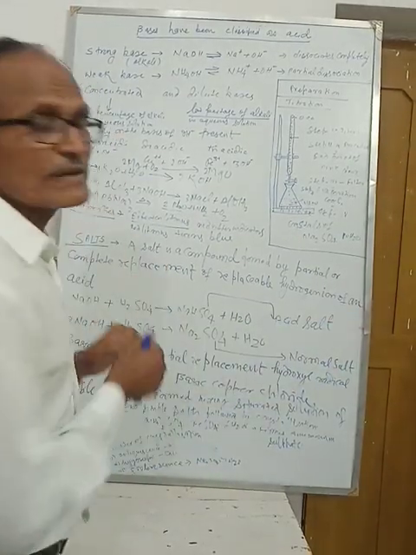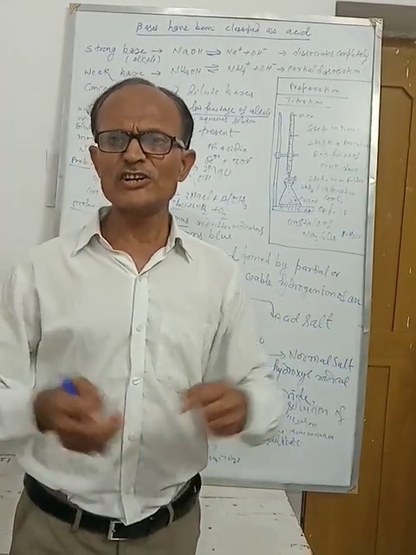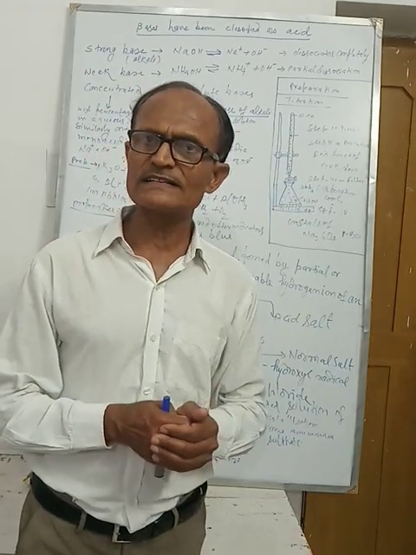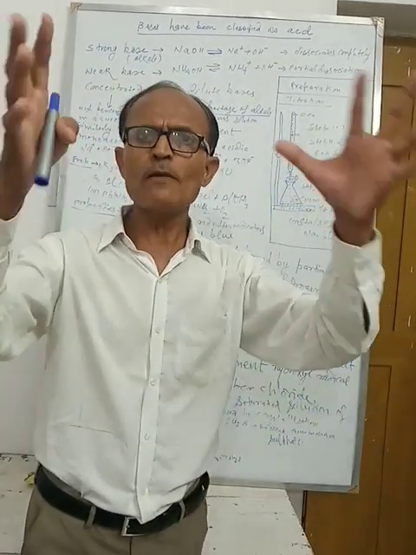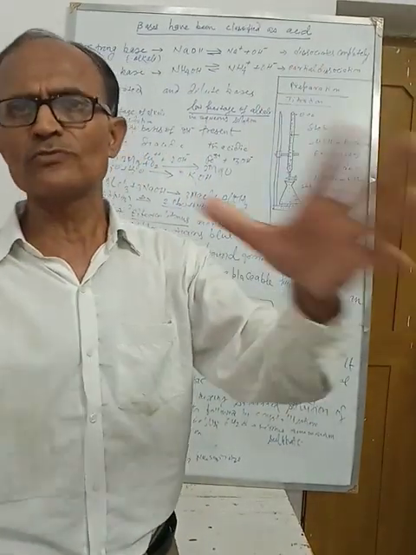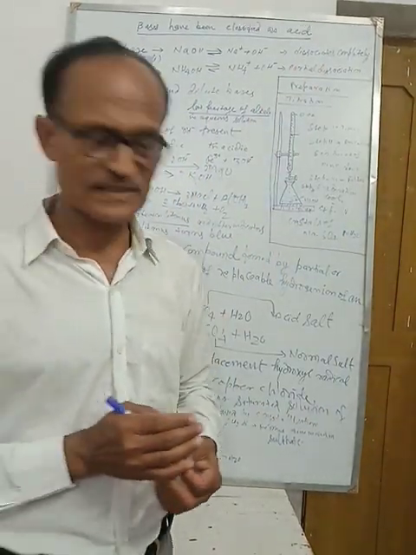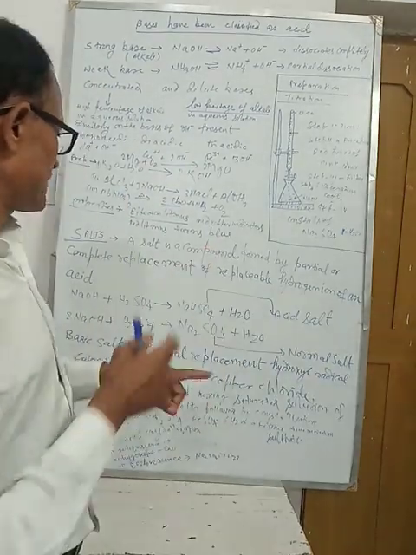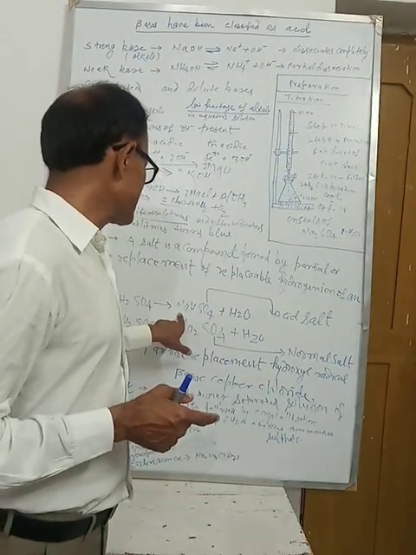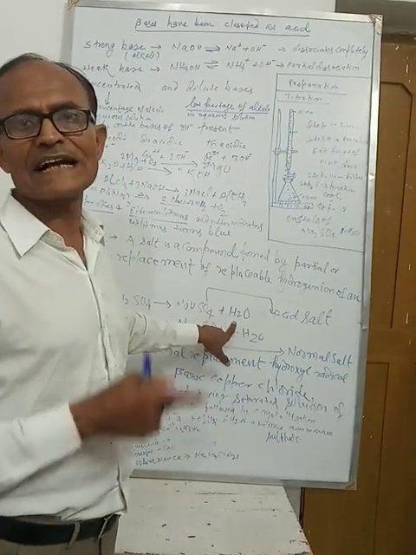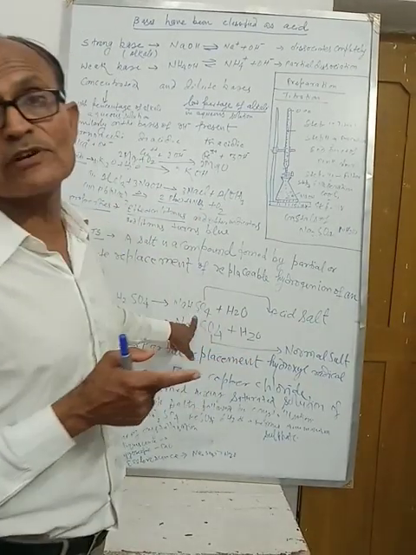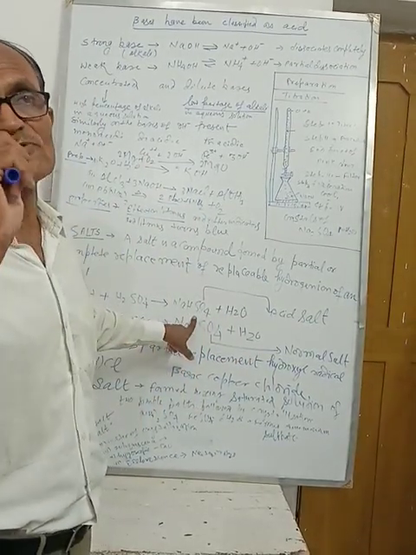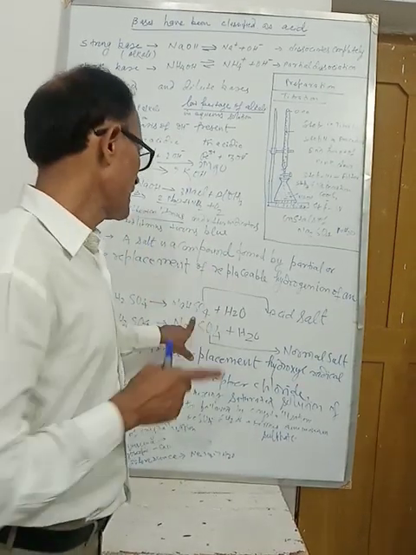They combine together, trying to neutralize the effect of one another. ये दोनों मिलकर एक दूसरे के प्रभाव को खत्म करने की कोशिश करते हैं. In the process, we are getting NaHSO4. That NaHSO4 still contains one replaceable hydrogen ion. एक हाइड्रोजन आयन उसमें और है.